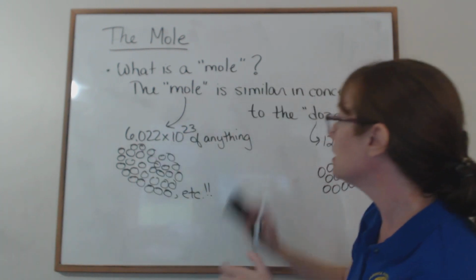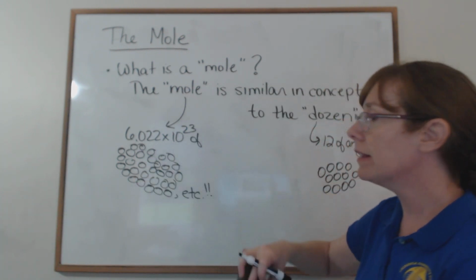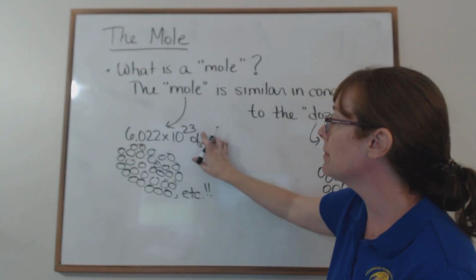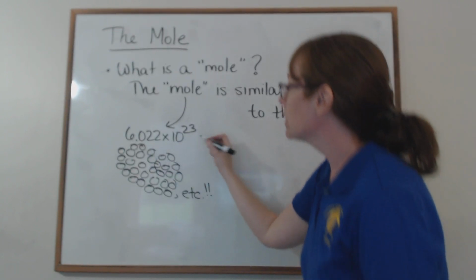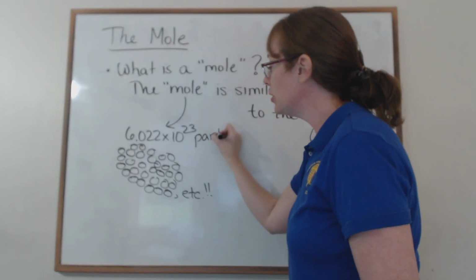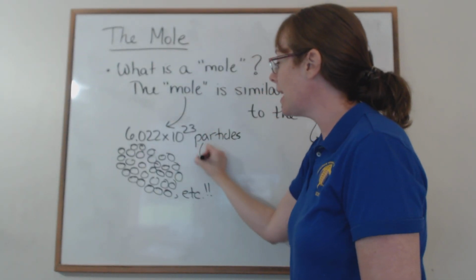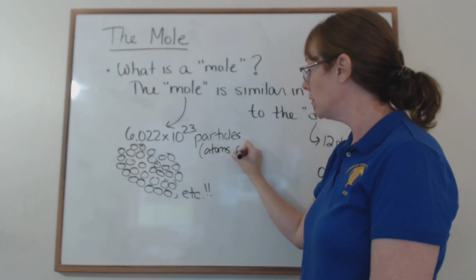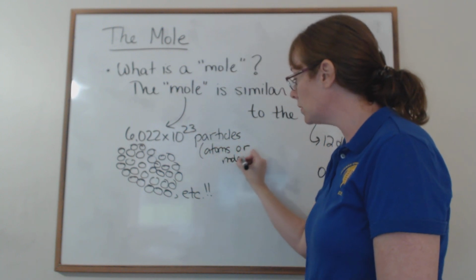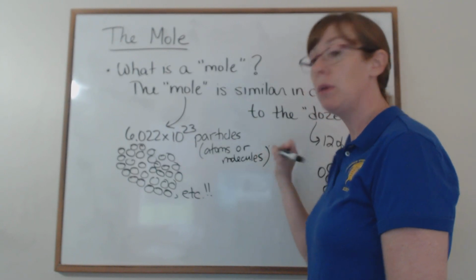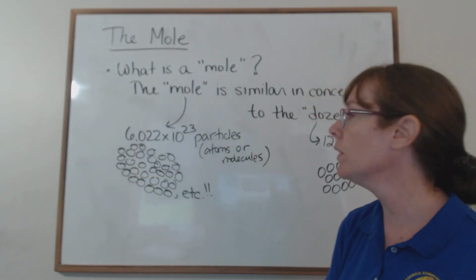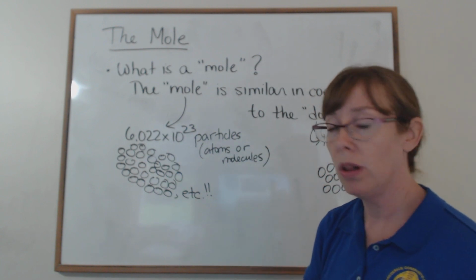So when we use the mole, technically it's of anything, but we are counting 6.022 times 10 to the 23rd particles. Particles is a general word, but at the end of the day, you're either counting one of two things: atoms or molecules. That's really what we're counting, very small things. That's why you use a huge number. So that's the first thing, what a mole is.